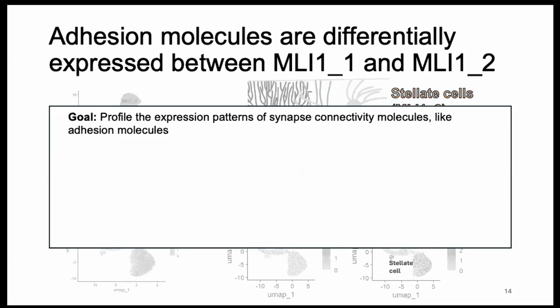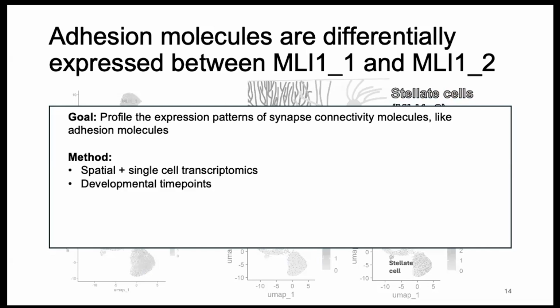And so just to summarize, our goal is to profile the expression patterns of these connectivity molecules like adhesion molecules. We want to use both spatial transcriptomics as well as dissociated cells, where with spatial transcriptomics, we can leverage the segmented structure of the cerebellum because we know where each cell is. That can help us in our confidence. Also in early development, all the cells are sort of aggregated together, so we can infer relationships based on their proximity. And we also want to use different developmental time points to capture changes in the dynamic expression of these molecules.